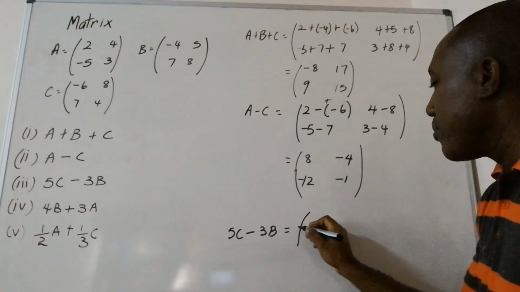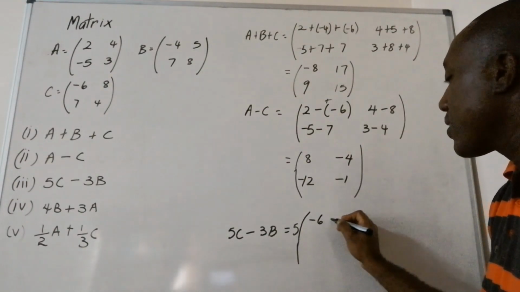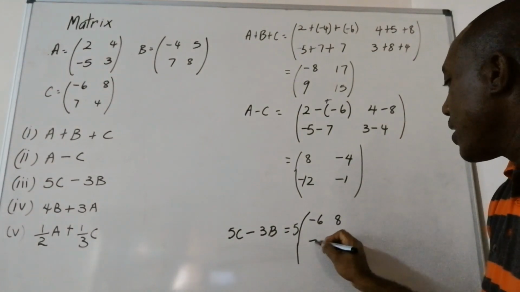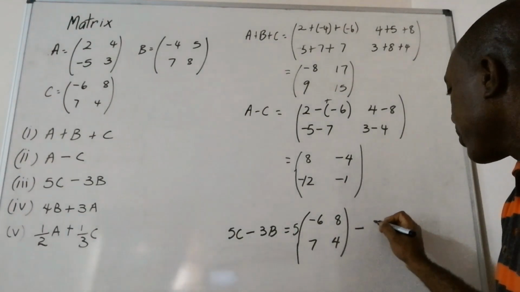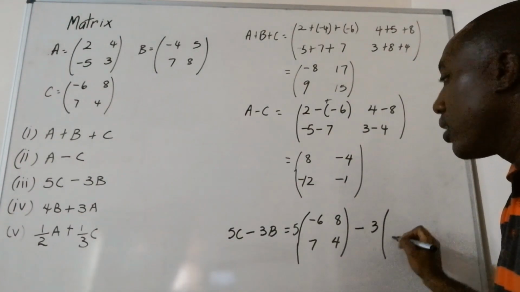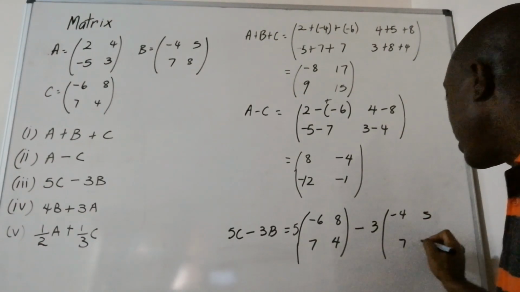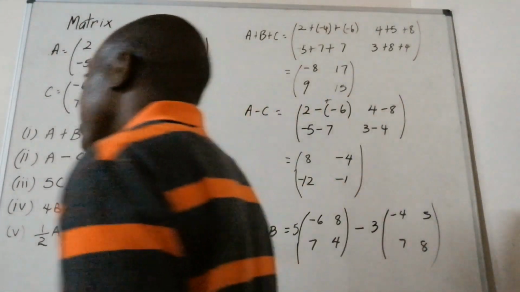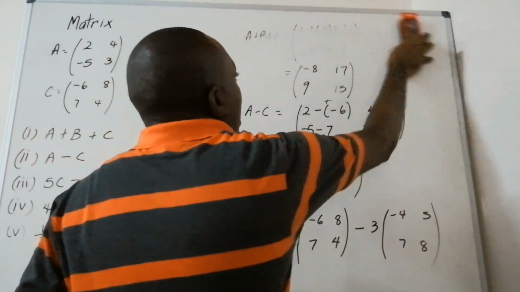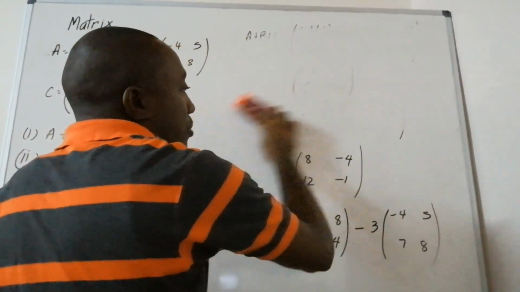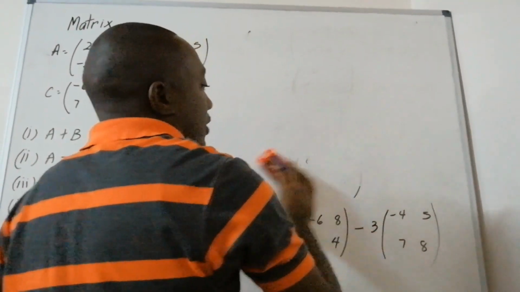So 5 times C, which is minus 6, 8, 7, 4, take 3 times B, which is minus 4, 5, 7, and 8. Alright? Now, let's first multiply our matrix by the respective scalars.